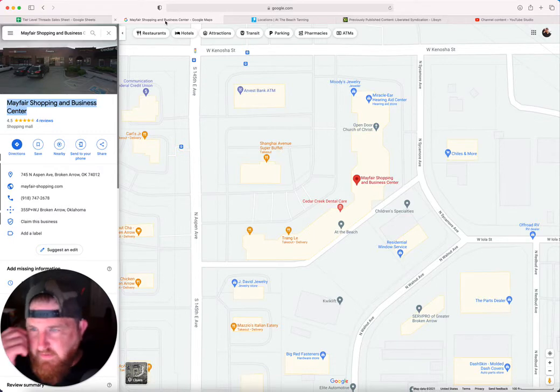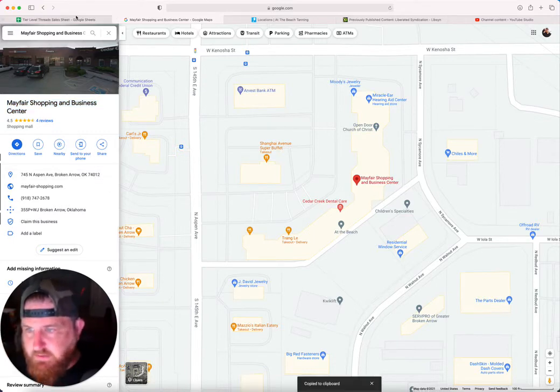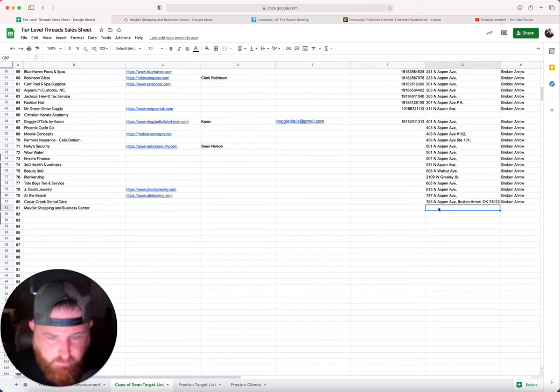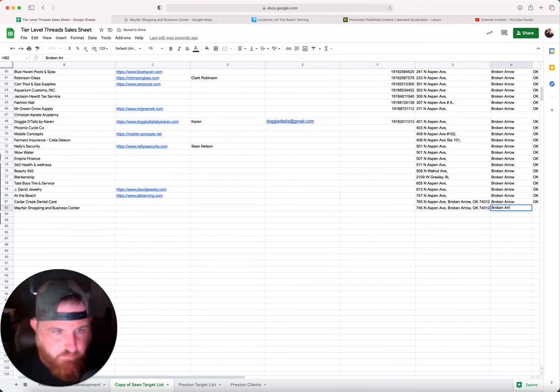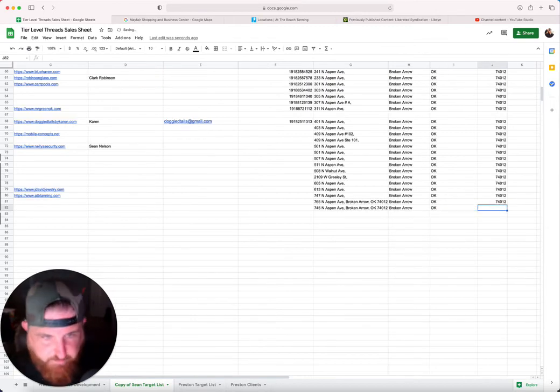So the next one is called Mayfair Shopping and Business Center. It is on Aspen right there. And looks like a very respected business as well. I'm going to go ahead and put their target information in here.